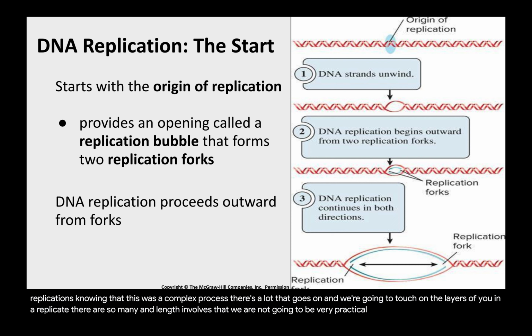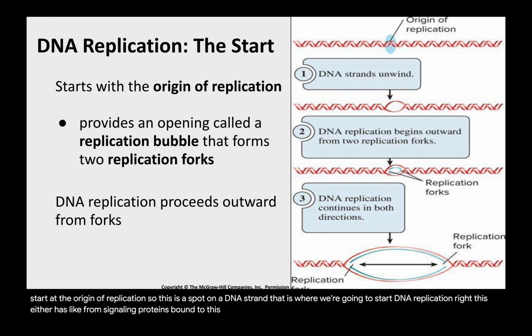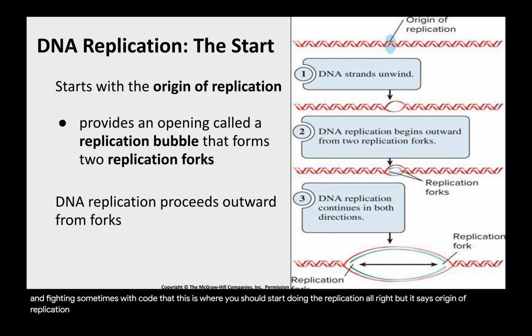But to start, the start of DNA replication, we start at the origin of replication. So this is a spot on a DNA strand where we're going to start DNA replication. This either has some signaling proteins bound to this specific area. Sometimes it's a code within the strand itself. Lots of adenines and thymines sometimes will code that this is where we should start DNA replication. But it's this origin of replication.